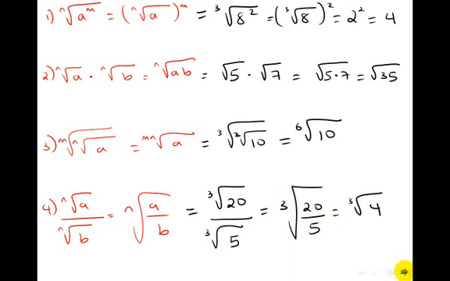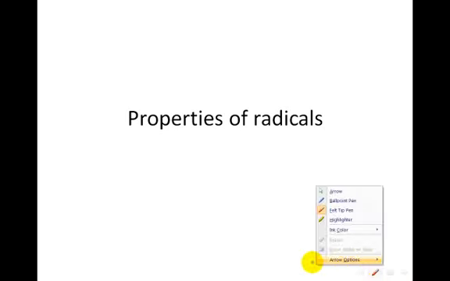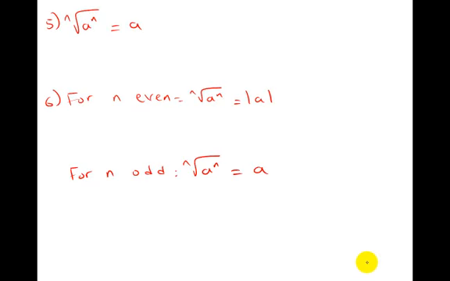Next example. Okay, if you have nth root of a to the power of n, this radical and this power will cancel each other and it will give you just a. For example, if you have cube root of x cubed, the answer will be just x.